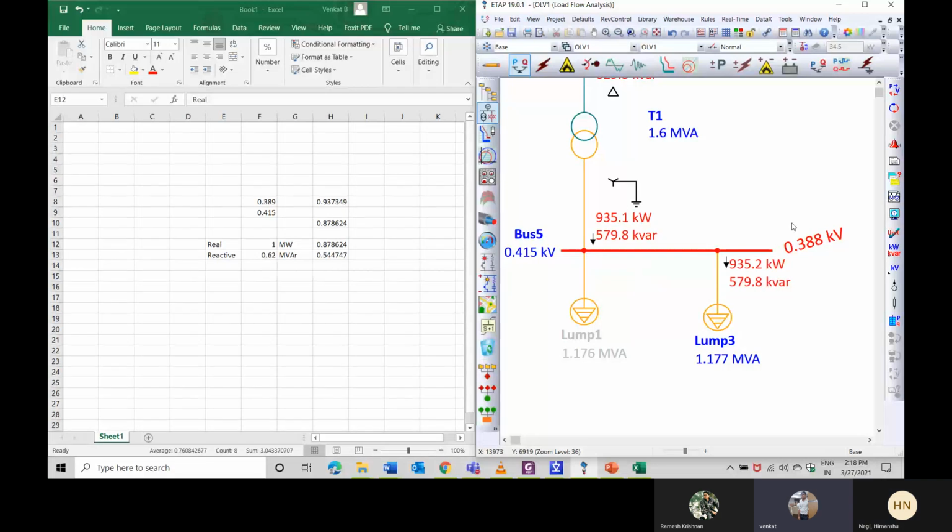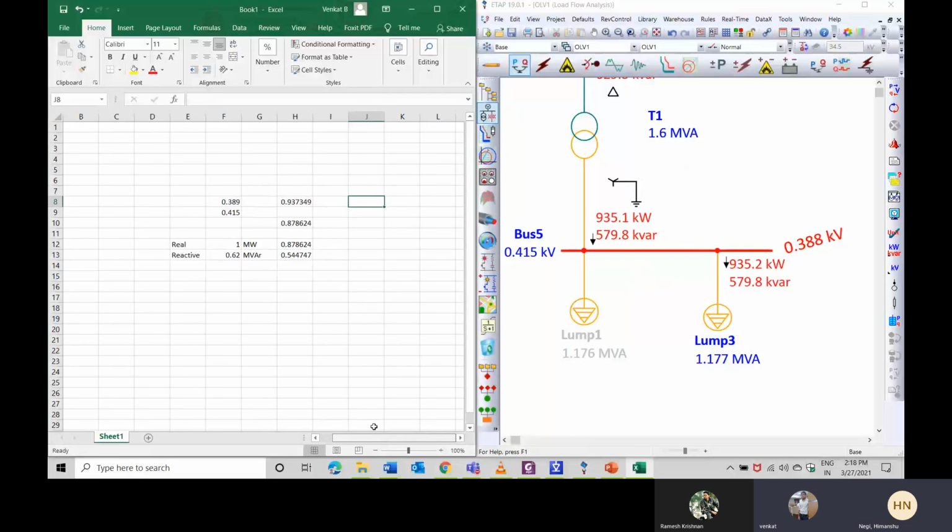Then how can we match that? We can match it the same way. 0.388.